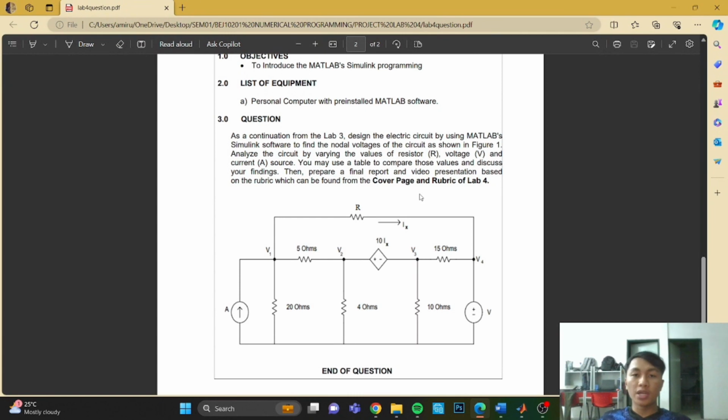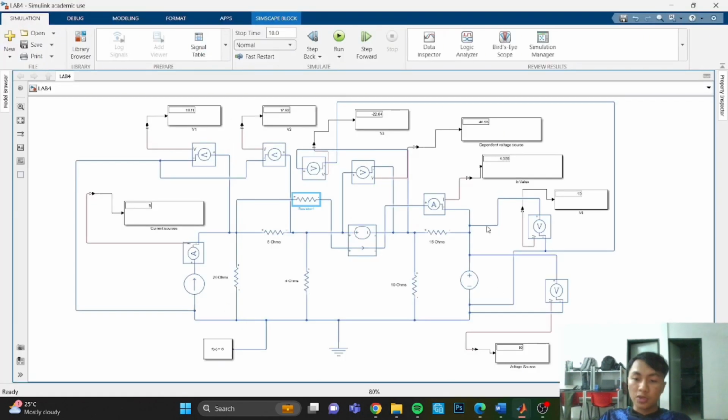Hi, my name is Muhammad Amirul Helmi bin Saudin. My matric number is CE230055. So I will present about the lab 4 project. Based on the question, we have to use MATLAB Simulink software to find the nodal voltages of the circuit as shown in figure 1. Then we have to analyze the circuit by varying the value of resistor R, voltage V, and current A source.